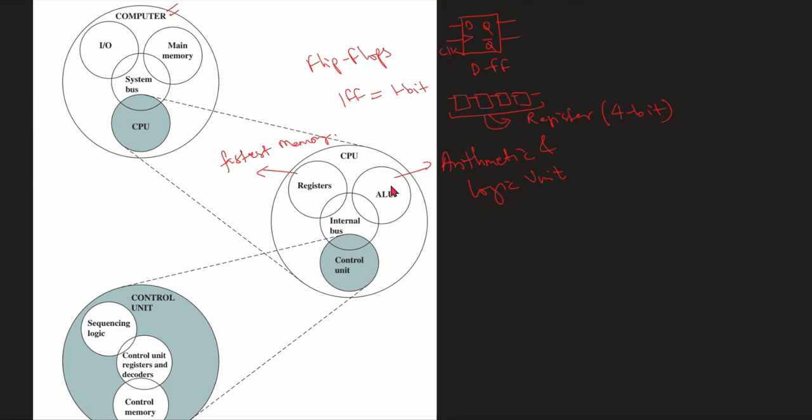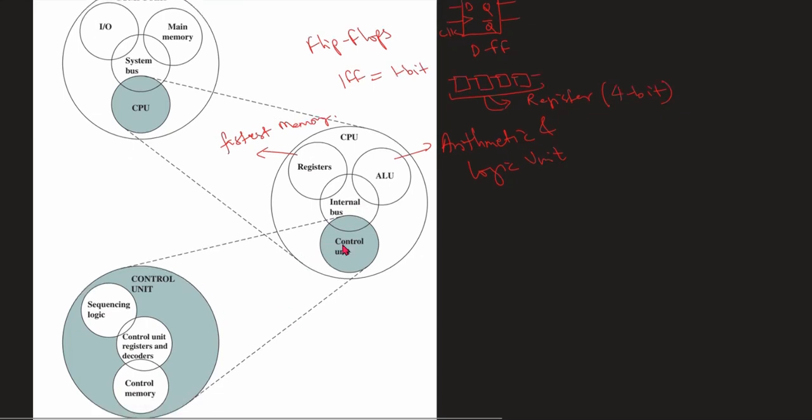The arithmetic and logic unit is basically useful for performing the arithmetic and logical operations. The control unit is for performing different control-related operations. It will be providing control signals throughout the computer system. All these components are connected with internal buses. So the ALU, control unit, and registers will be connected with internal buses.